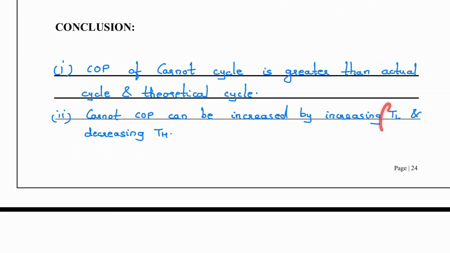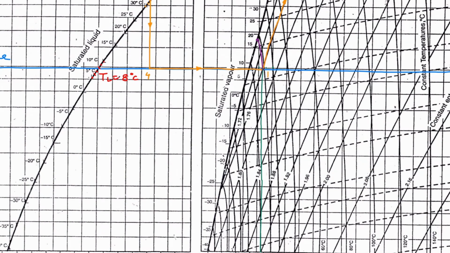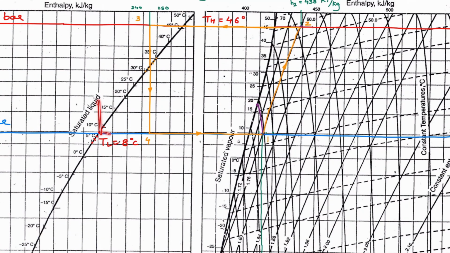Next, this TL depends on the application. What is that TL temperature? How did we calculate TL? First we read the value of LP pressure in PSI gauge. We converted it into bar absolute, and from that bar absolute we calculated this TL. There were 4 methods for that. So we calculated TL, and it is the evaporator side temperature. So if the evaporator temperature is kept high, in that case COP increases.